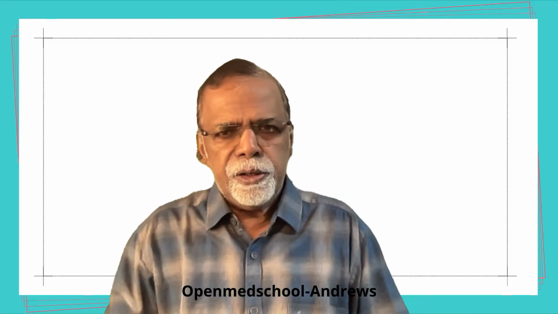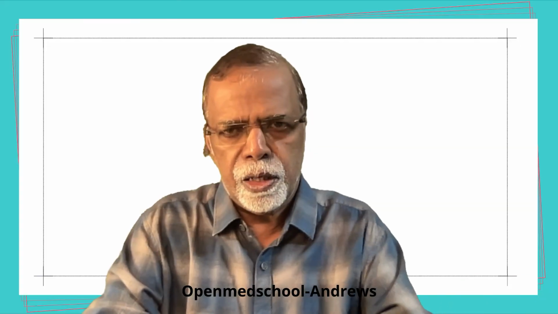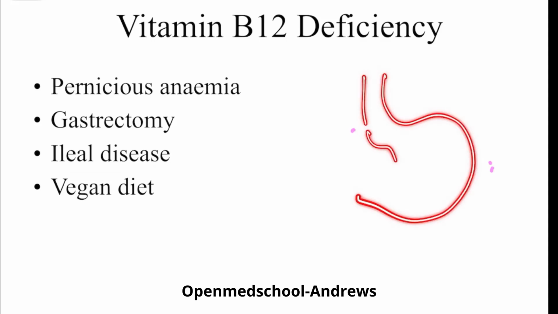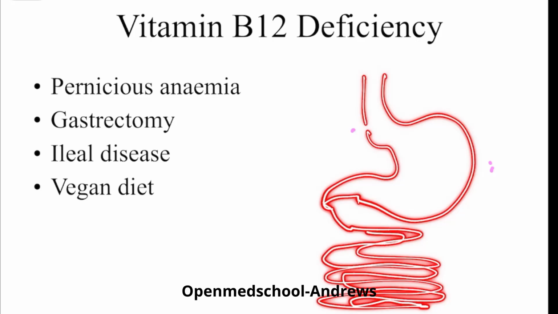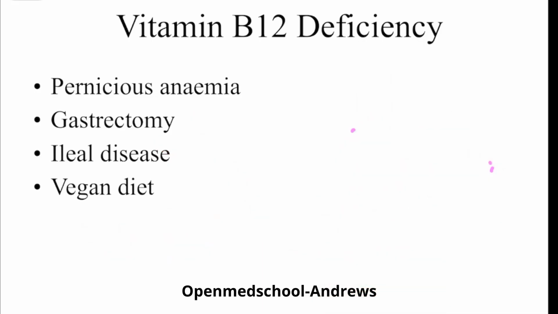Vitamin B12 deficiency can occur in pernicious anemia, in people who have undergone gastrectomy, and in ileal disease such as inflammatory bowel disease. So what are the common causes you should remember? One is pernicious anemia, where there are antibodies against the parietal cells. Second is ileal disease, or when somebody has undergone gastrectomy. A vegetarian diet is also a very common cause that you will come across.